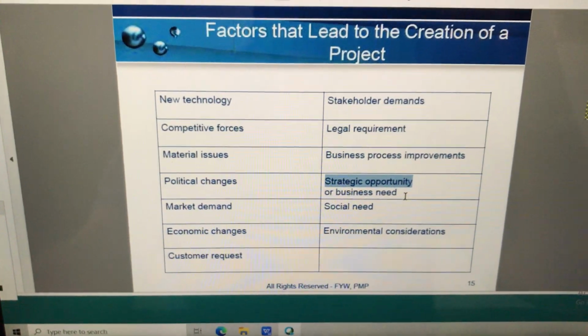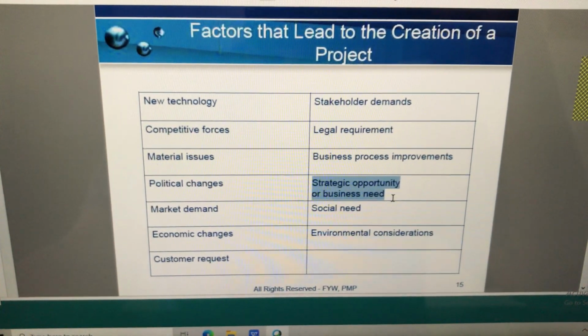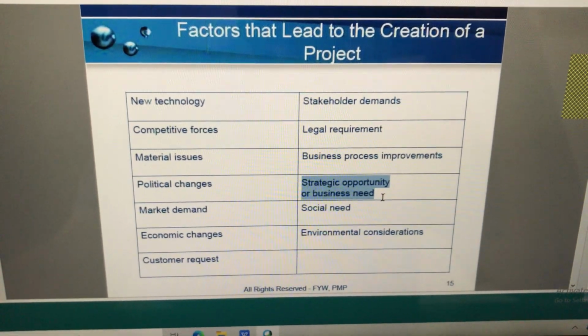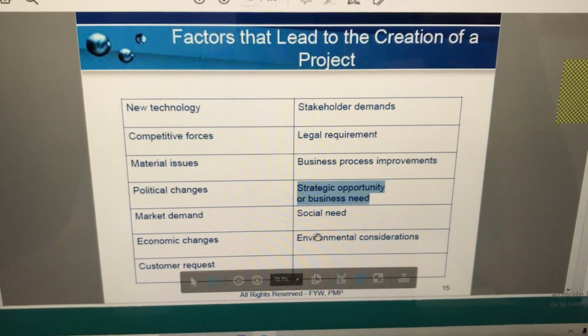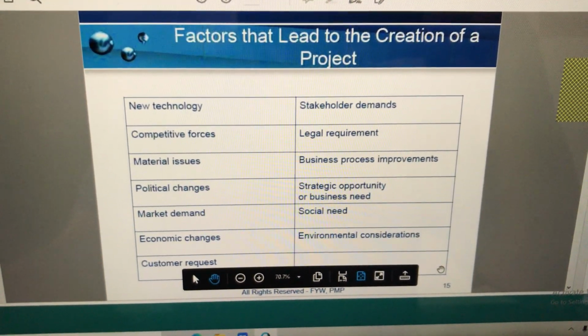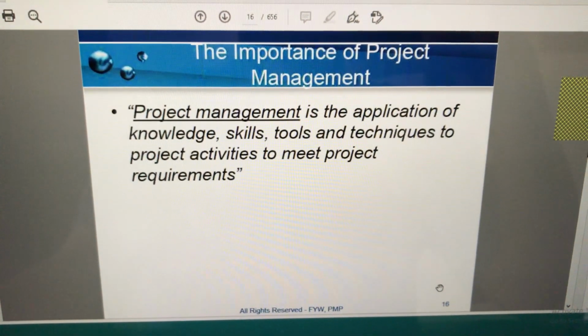Strategic opportunity or business need. Strategic means very directional, business direction. You see something going to happen 5 years later, you start working for it now. Environmental conservation, again effluent treatment I said. So see, these are some of the reasons. Now let's get into project management.